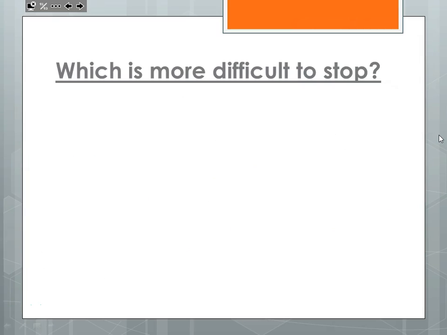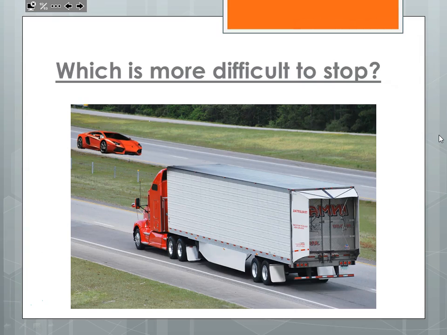Okay, so now let's compare the two. So we said this one had a momentum of 140,000. Ooh, I did that backwards again. 140,000 kilograms times meters per second. And this one had a momentum of about 35,000 kilograms times meters per second.